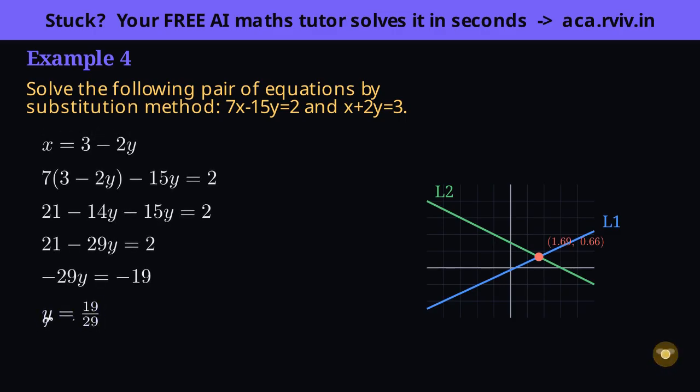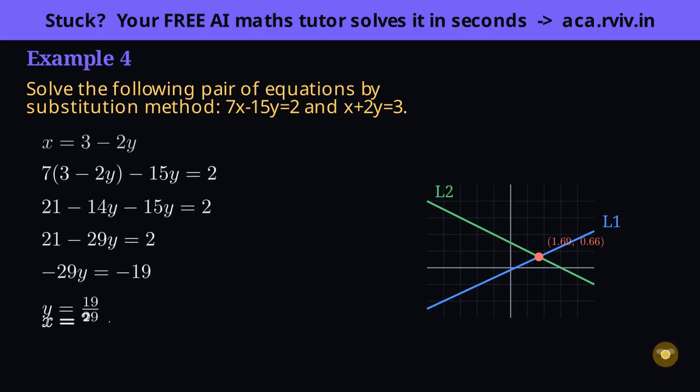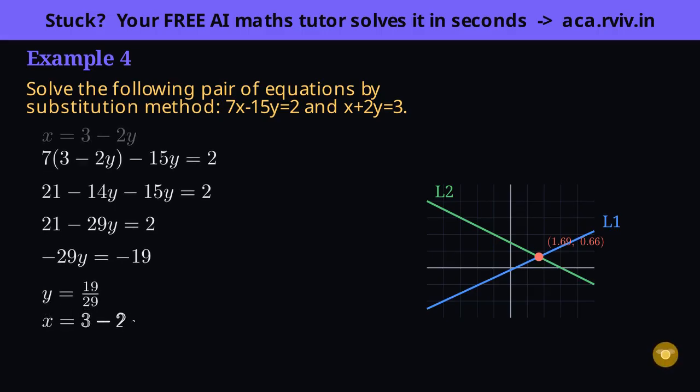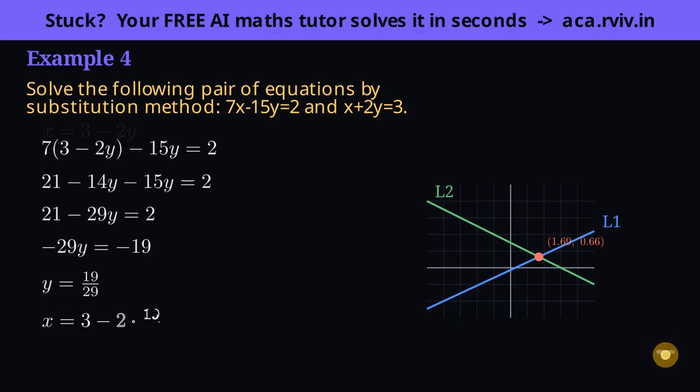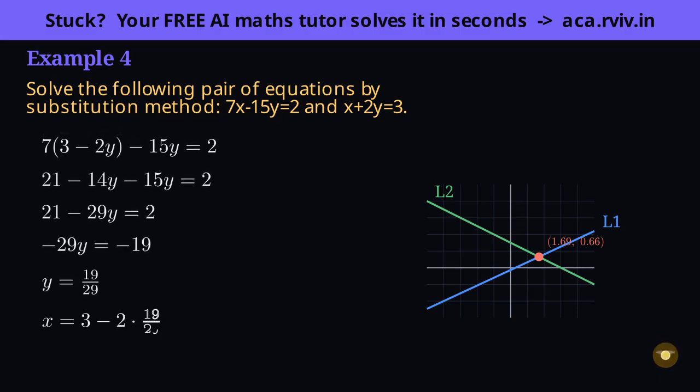We have y, but the question wants both unknowns, so back substitute. Put this y into our simple expression x equals 3 minus 2y. Working it out gives x equals 49 over 29. Now we have the full pair.